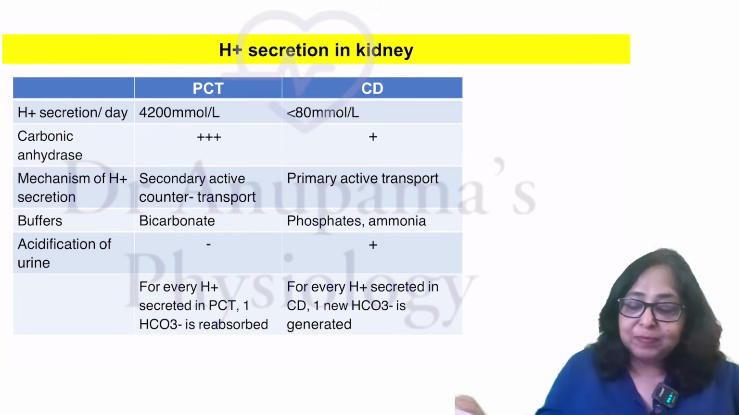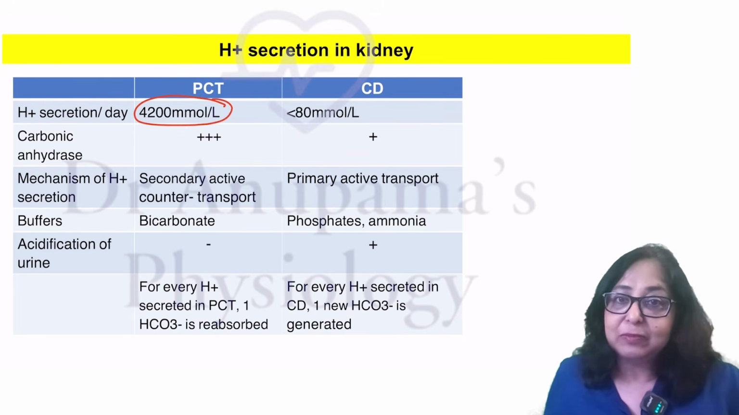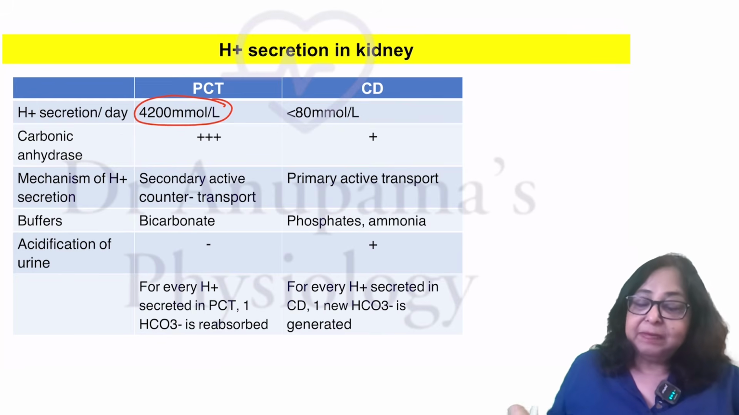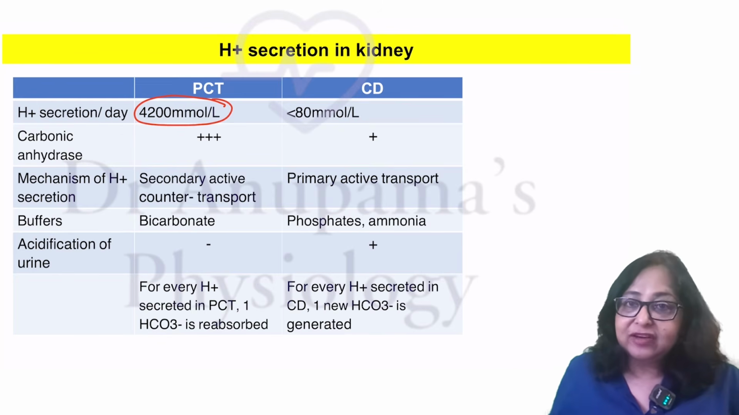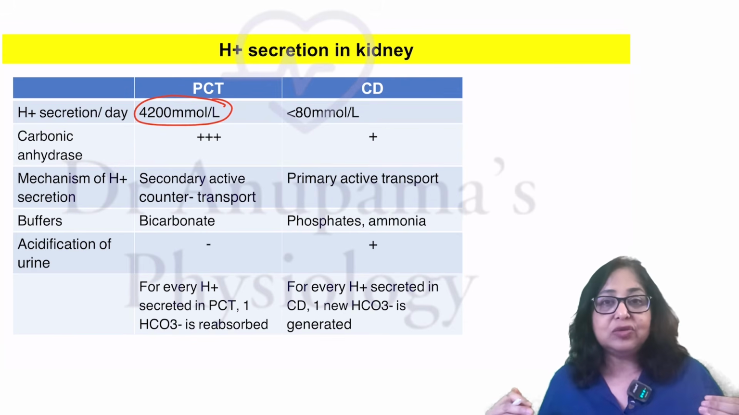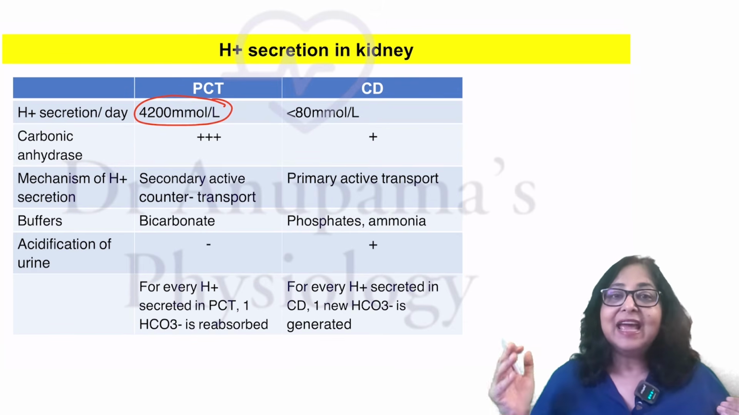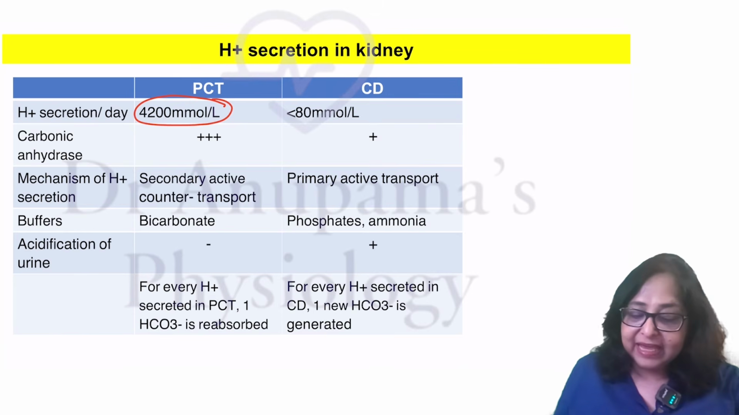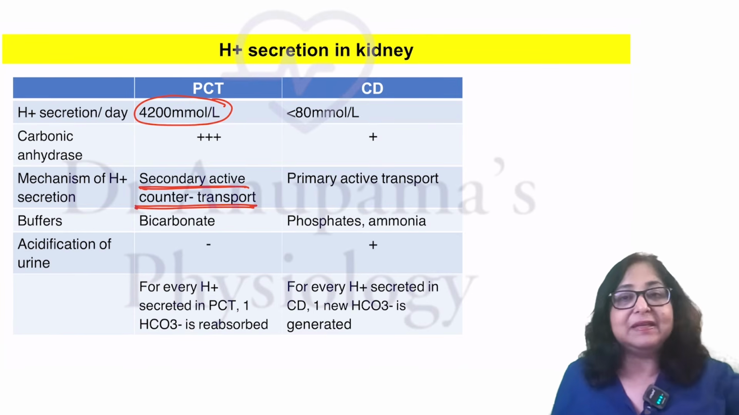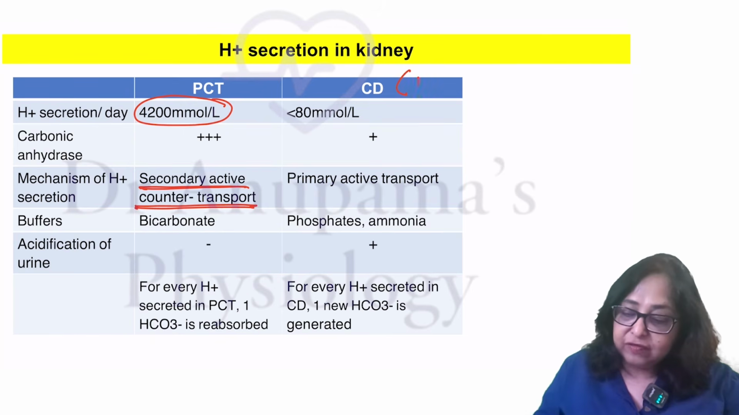Now, most of the H plus is secreted in the PCT, that is almost 4,200 millimoles per day. In the collecting duct, less than 80 millimoles per day. PCT cells are very rich in carbonic anhydrase, which catalyzes the reaction between carbon dioxide and water to form H2CO3. H2CO3 splits into H plus and HCO3 minus. H plus is secreted by a secondary active counter transport in the PCT. In the collecting duct, it is the I cells of the collecting duct.